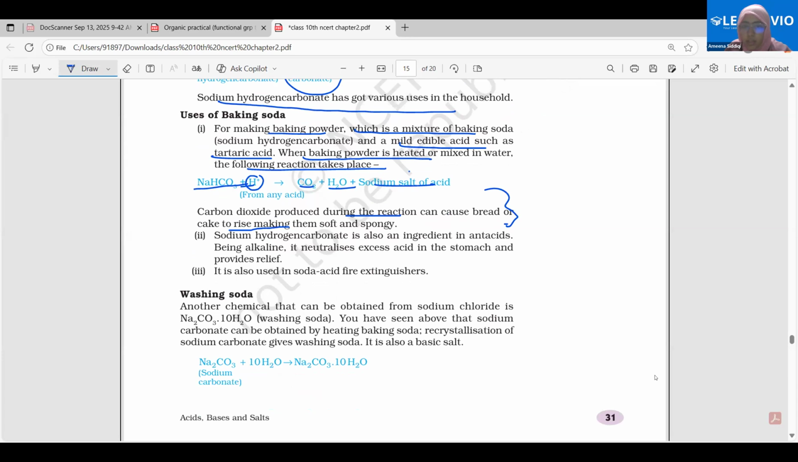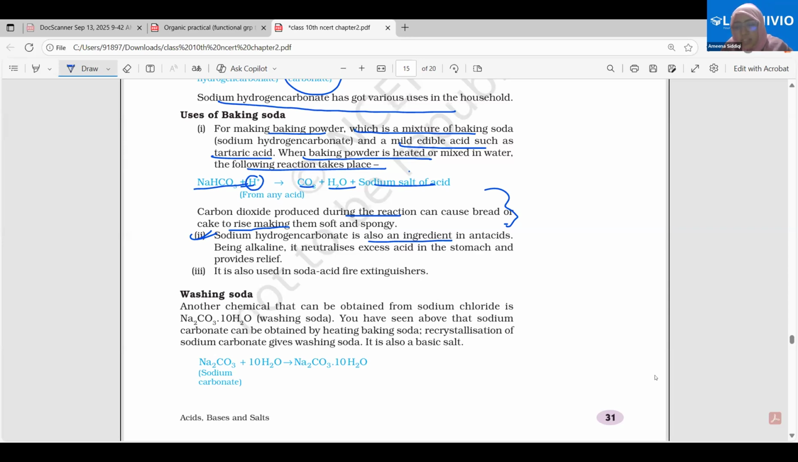Sodium hydrogen bicarbonate is also an ingredient in the antacids. Why is it an ingredient in the antacids? Excellent question. Why? Because it's a strong base. How come it is a strong base? No, it's a mild base. Yeah, it's a mild basic salt, okay? That's why.